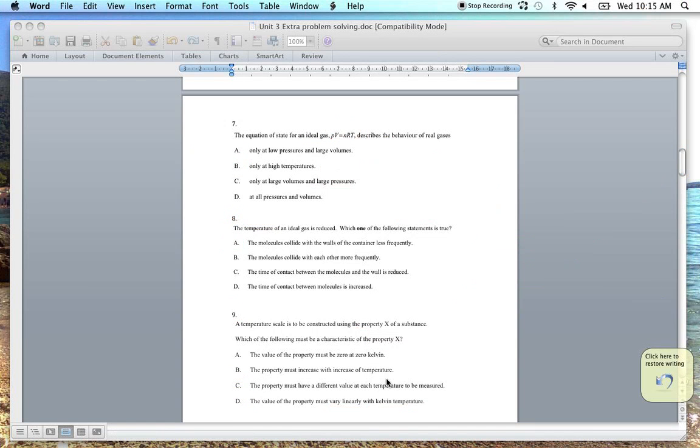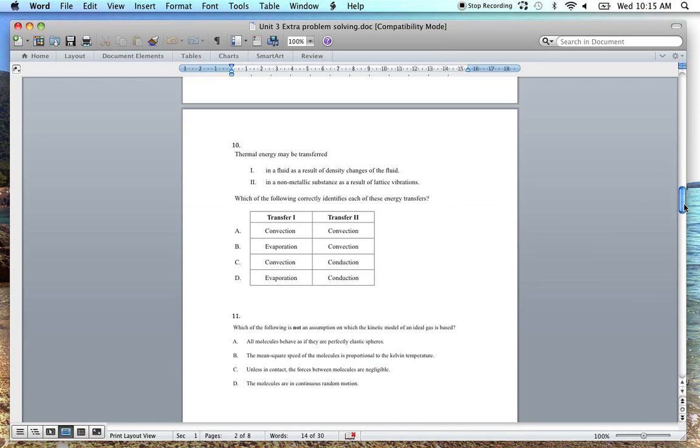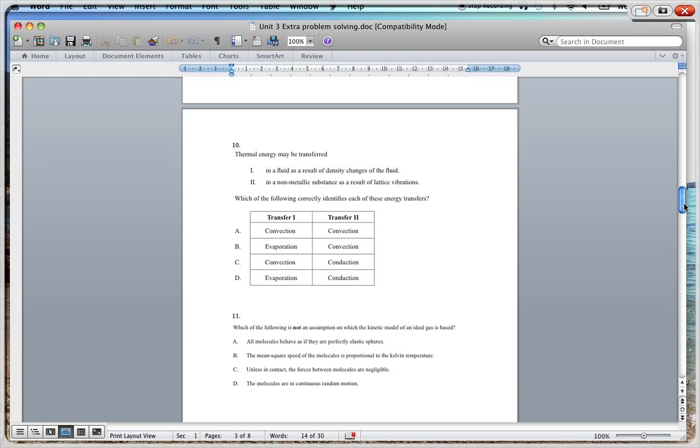Okay, going on to question 10. Thermal energy may be transferred. This fluid is a result of density change. This is convection. This is when you get currents that move the heat, and this over here is conduction. It's not actually part of the curriculum, this, but it would be C. It would be convection and conduction.